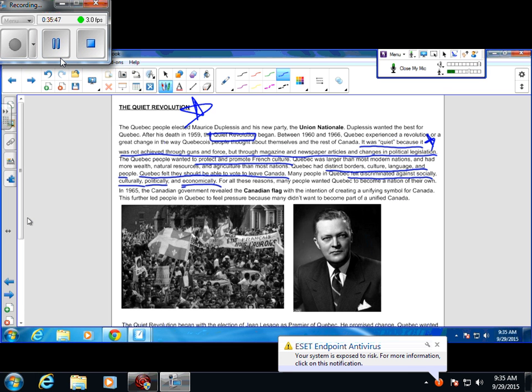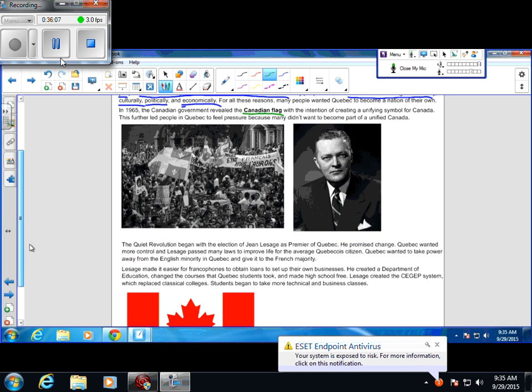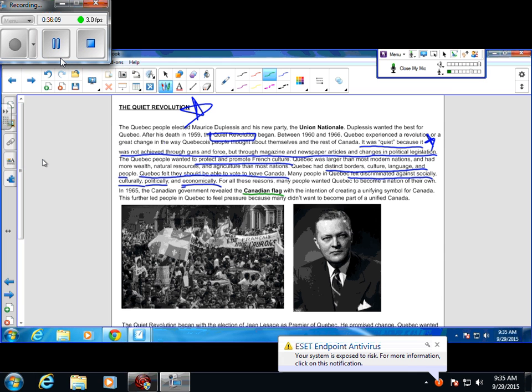Also in 1965, the Canadian government revealed a new Canadian flag, something I talked about. They did this because they wanted to bring a sense of unity towards Canada. But Quebec didn't want to be a part of that, so that didn't really work out. So that's what the Quiet Revolution period was about. Like I said, it was achieved not through guns and force, but through magazines and newspaper articles. There was no violence.